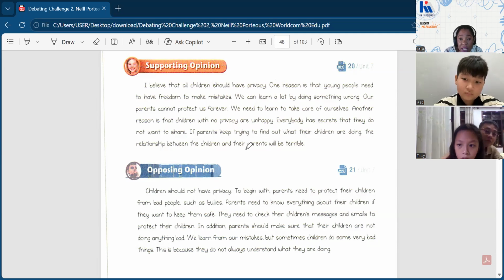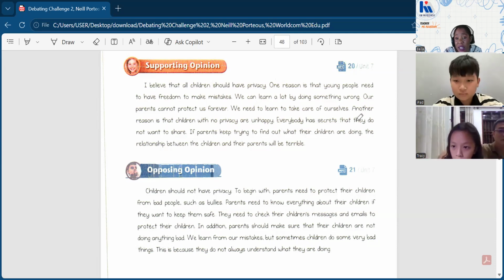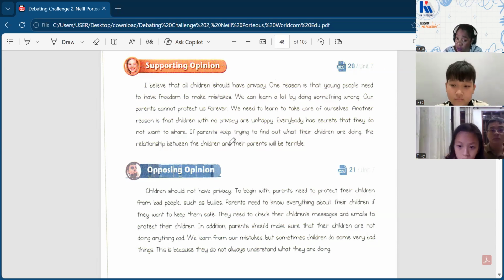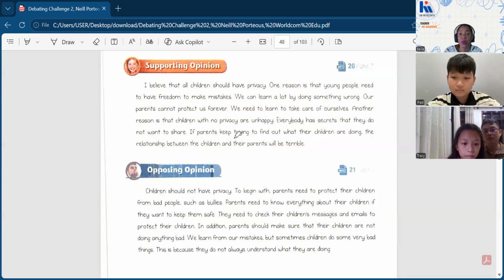Another reason is it says everybody has secrets that they do not want to share. So obviously, children also have secrets. Do you understand, Tracy? Yes. So parents should allow them to keep their secret.